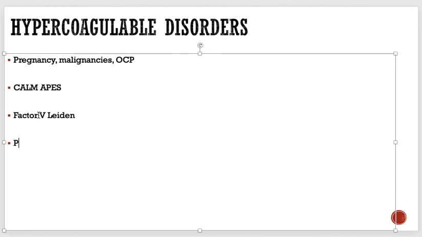I told you about P, prothrombin gene mutation, okay? Again, there is a small type of mutation in these people. What happens due to that mutation? The prothrombin level in the body is high. And when there is more prothrombin, there is more thrombin. When there is more thrombin, it is going to form more clots.